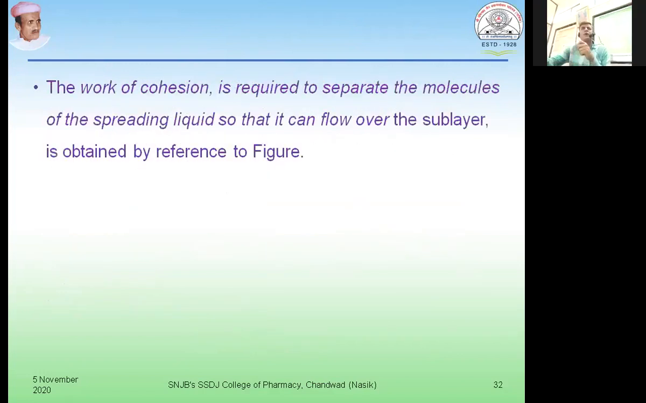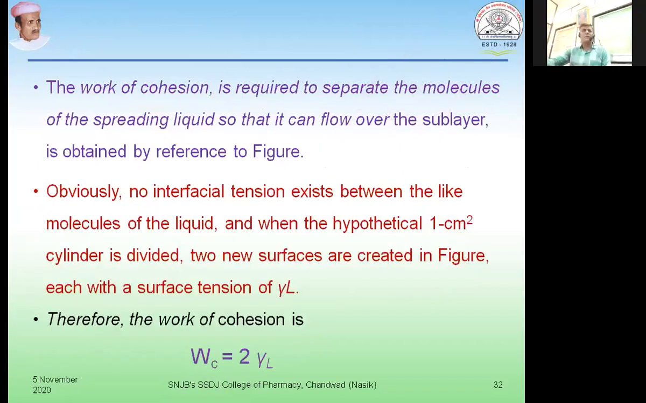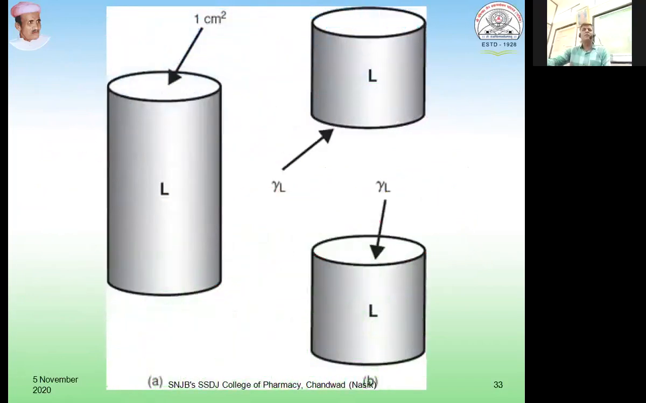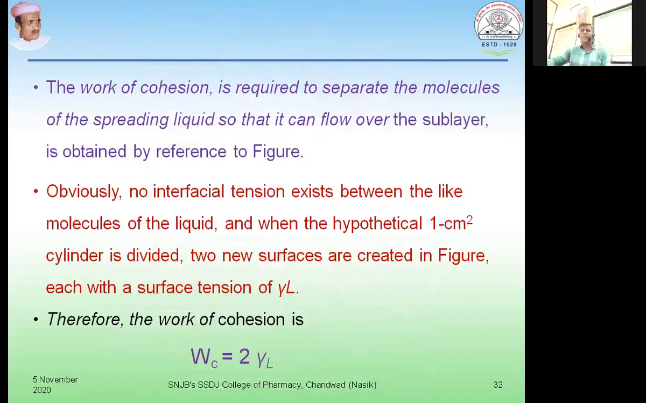So the work of cohesion is the force which will be required to separate the molecules of the spreading liquid so that it can flow over the sublayer liquid, forming the film over it. Again, we can understand this with reference to the figure. Now, in this case, we have only spreading liquid molecules and we want to separate them. We will be creating two new surfaces with surface tension of YL each. So work of cohesion will be given.